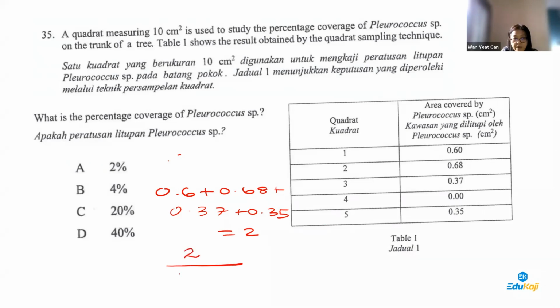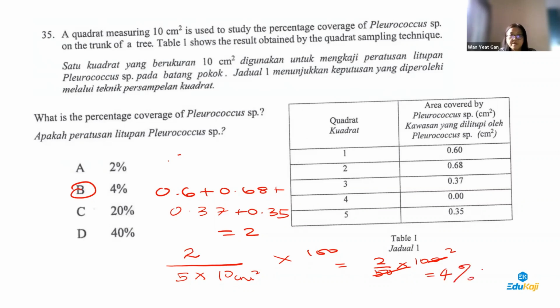So 2 divided by 5 quadrants used, times the area for the quadrant, which is 10 cm squared, times 5, so 50. So you have 2 over 50 times 100. Okay, so you have 4%. Okay, equal to 4%.